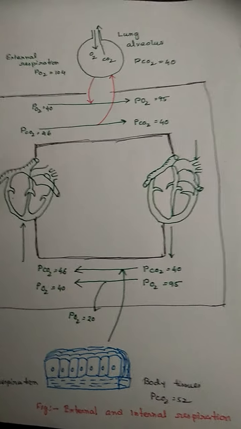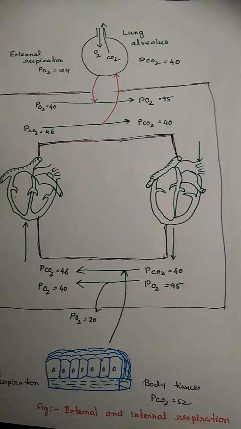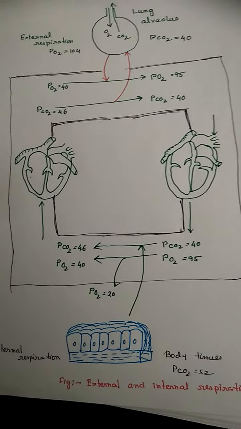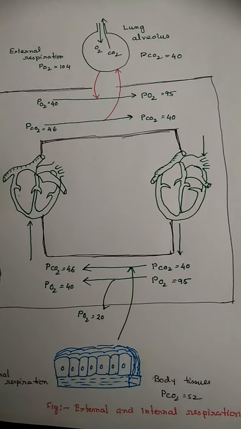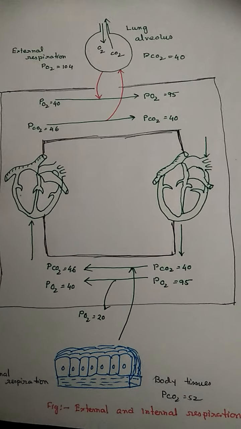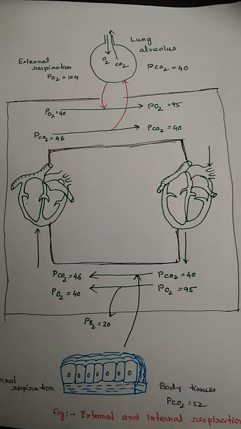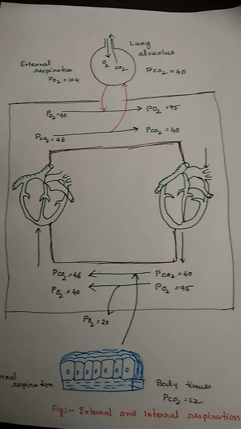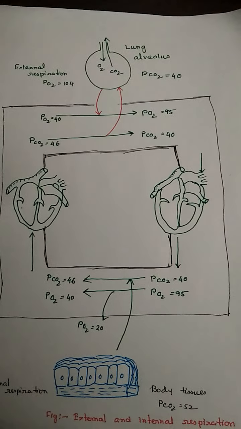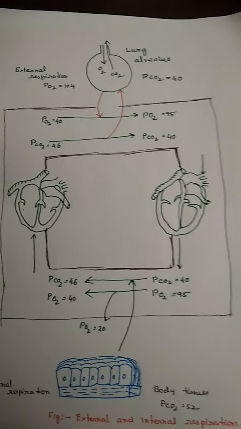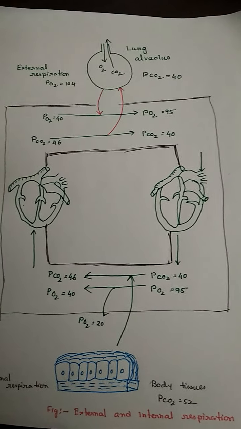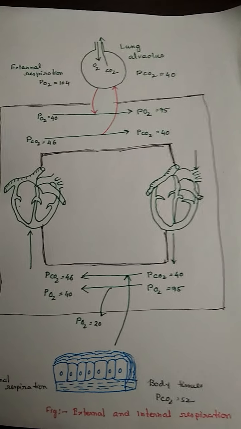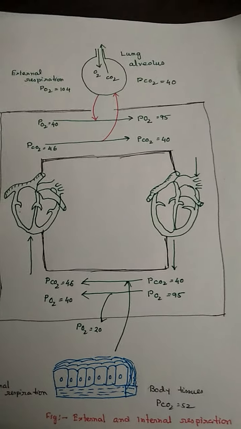Now, the transport of respiratory gases in blood: how is oxygen transported? About 1 to 3% of oxygen is transported by blood in dissolved form in the plasma. As oxyhemoglobin, a chemical combination, normally about 97 to 99% of oxygen is transported in chemical combination with hemoglobin in the red blood cells.